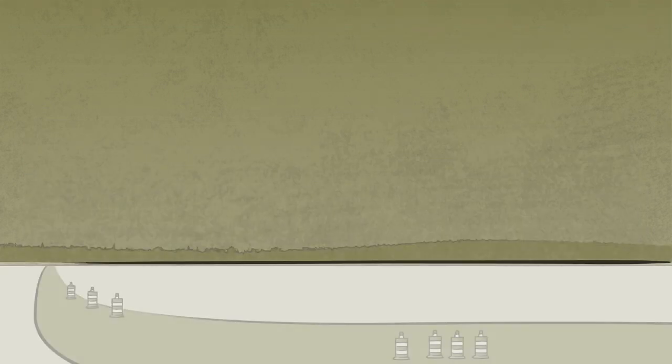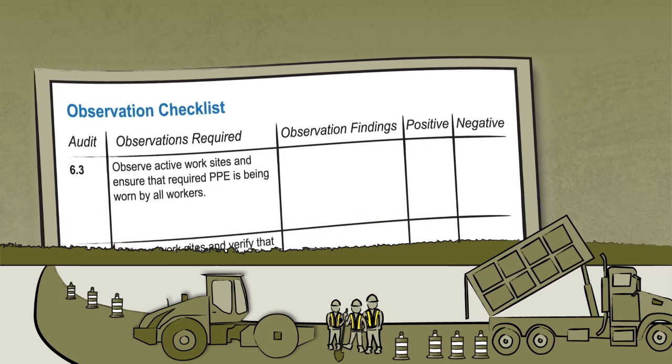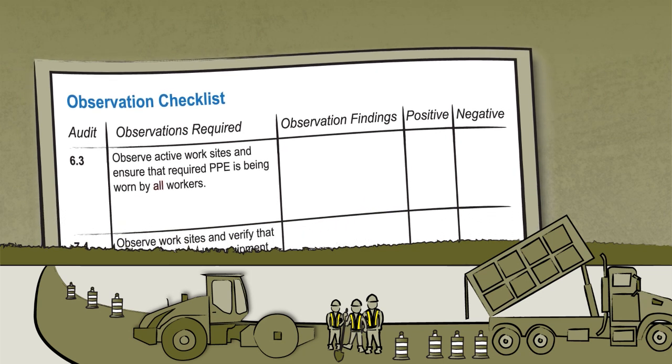Question 6.3 asks, is the correct PPE used by all employees when required? It is necessary for the auditor to see that required PPE is being worn by all employees. Notice the use of the word all. If the auditor observes any employees failing to wear the required PPE, then they must check the negative box for that question.